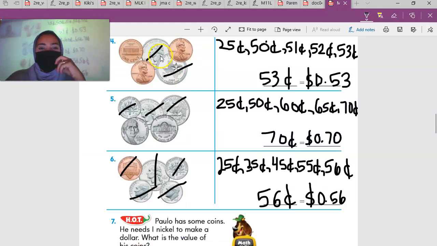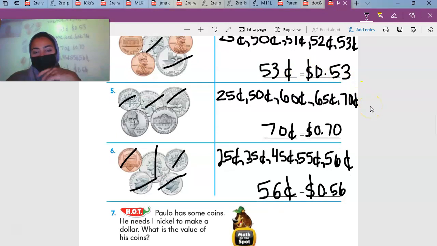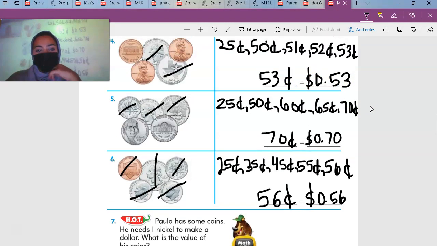Okay, let's go back on number 4 and check our work. Number 4, we have 2 quarters. That makes 50 cents. 25 plus 25 is 50. Plus 3 cents, 51, 52, 53. You should have written it down like this. Check your work. Make sure it's right. 53 cents is the same as $0 and 53 cents. All right. Number 5.